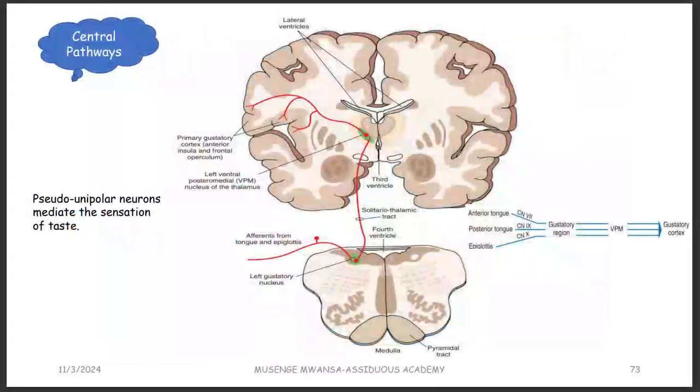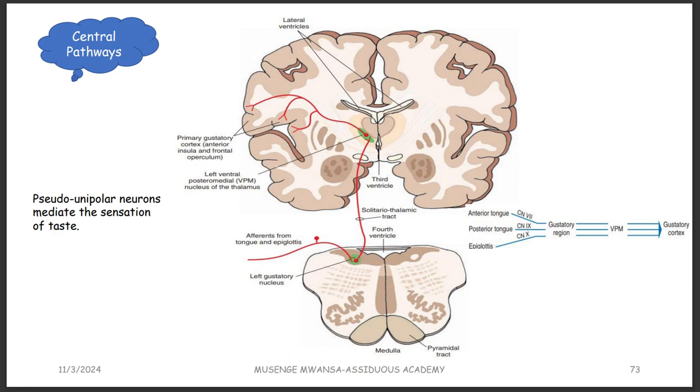So where do the fibers go for taste? You have three nerves. Cranial nerve number 7, the facial nerve, takes information from the anterior two-thirds. From the posterior one-third, it is the glossopharyngeal, and from the epiglottis you have the vagus. This information is going to go to the ventral posterior medial nucleus of the thalamus. Please take note, ventral posterior medial, and then it will go to the gustatory area.